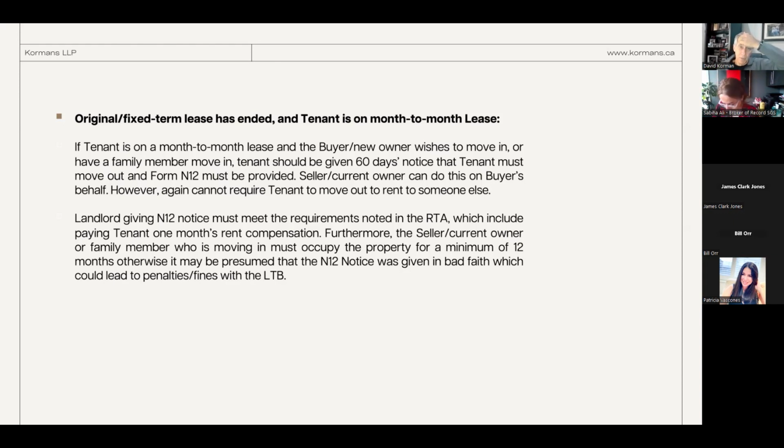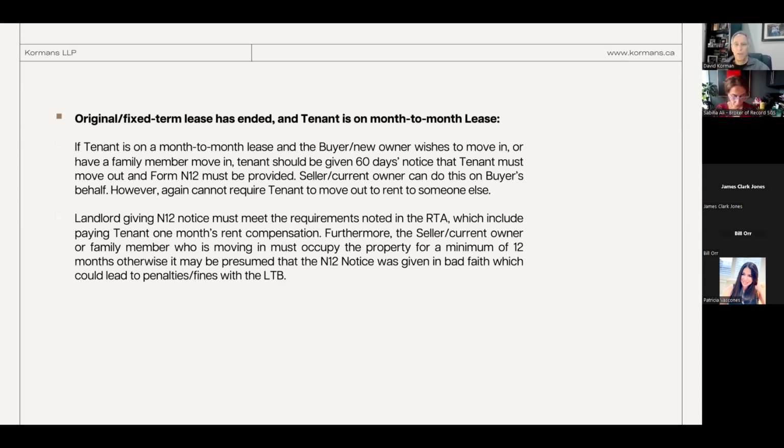Make sure it's completed properly, that you're completing the dates right and giving proper notice. If an N12 is being given, you have to pay the tenant an amount equal to 1 month's rent as compensation. So that has to be part of the arrangement. It's not an optional thing. You have to pay the tenant 1 month's rent compensation if you're issuing an N12.